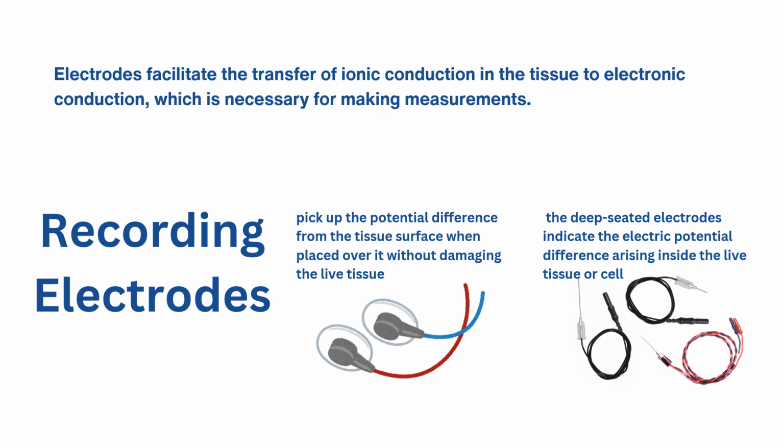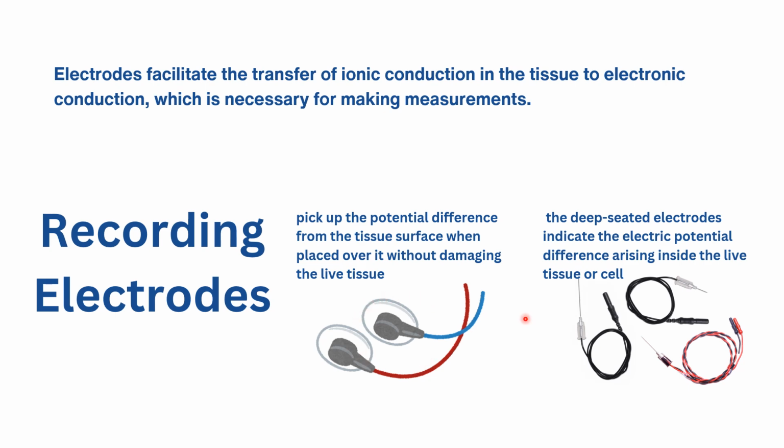Now, if we take these recording electrodes, there are two types actually. One is the surface type, the other one is the deep seated electrode. If you talk about the surface electrode, it is on the surface of the skin and it will not damage the live tissue, right? So when we go to the hospital, if the doctor wants to measure ECG or EEG, in most cases they use this kind of electrode, which is the surface electrode.